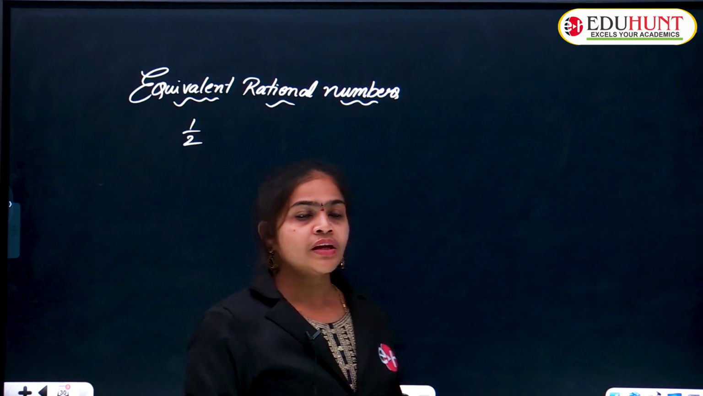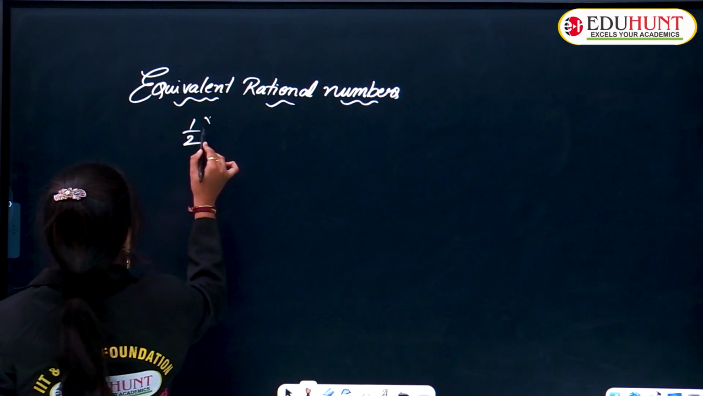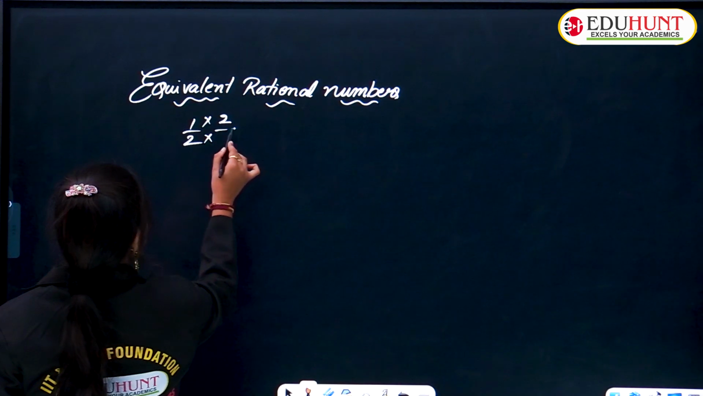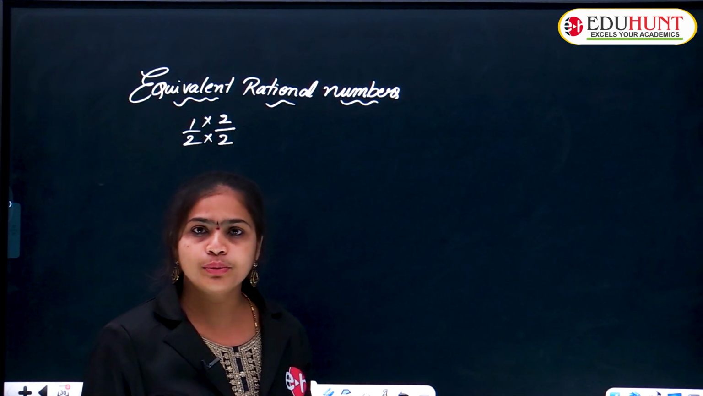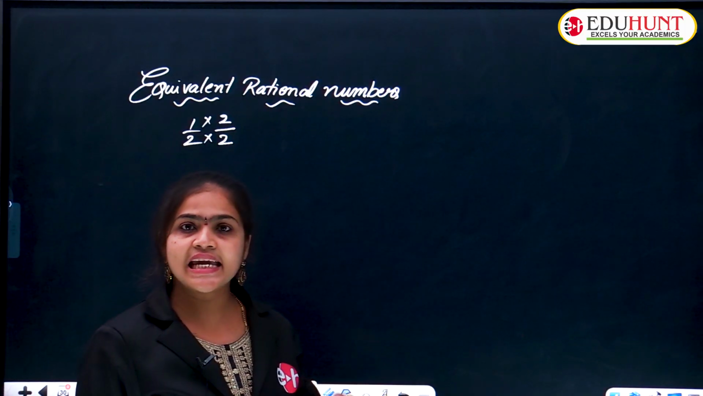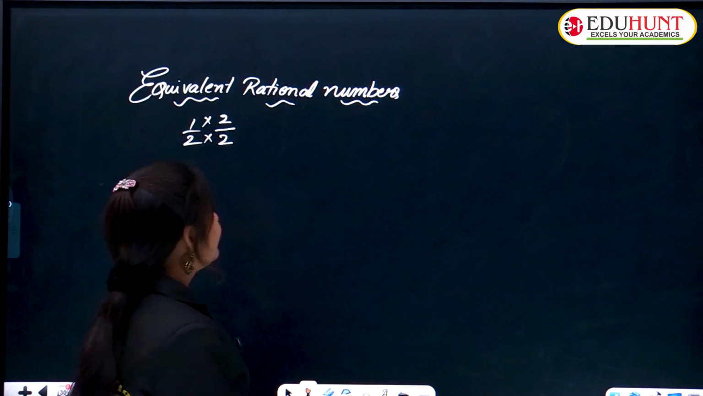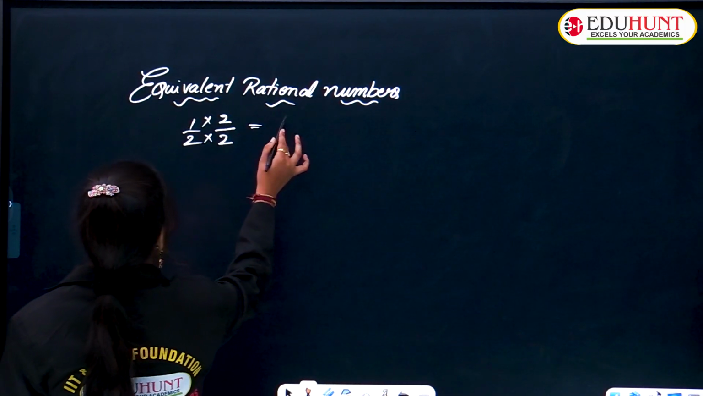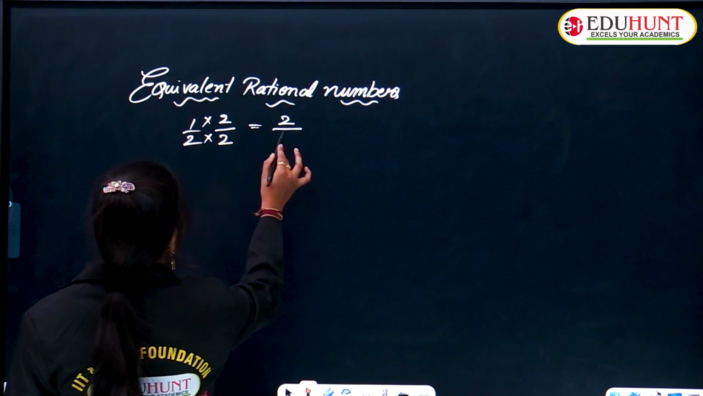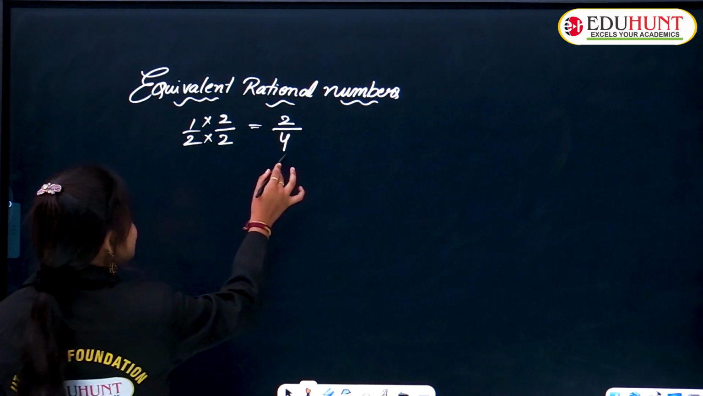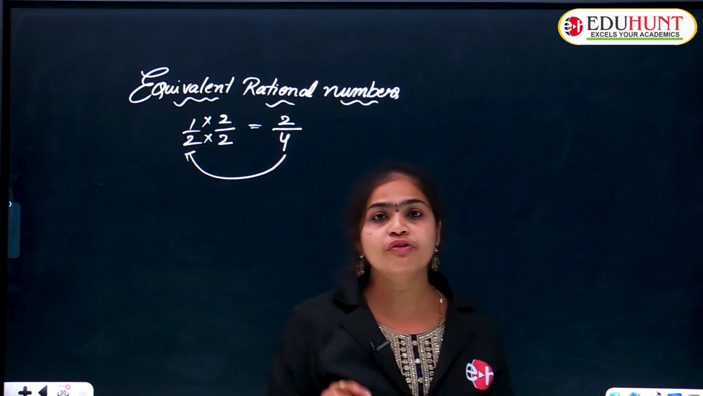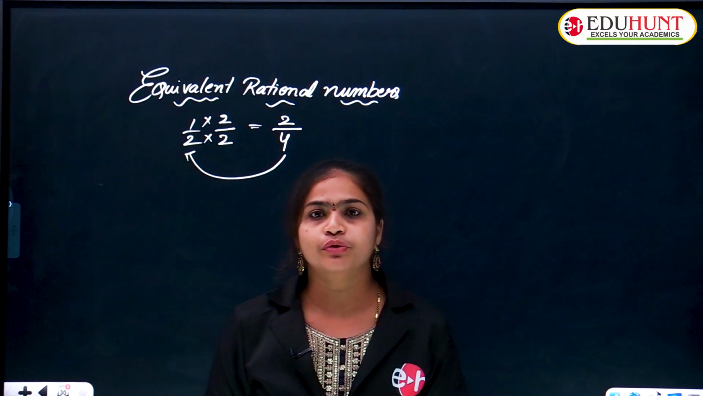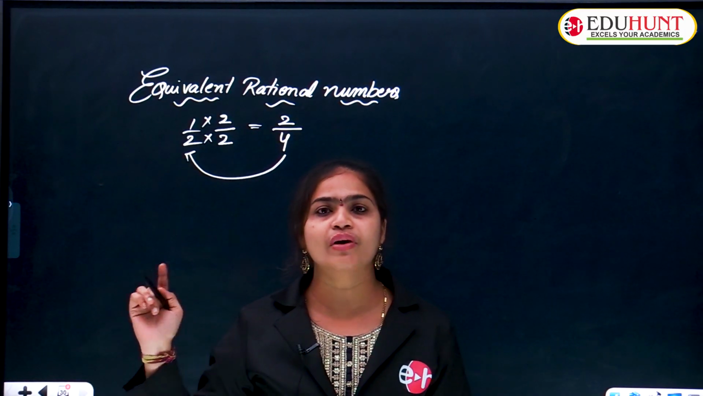1 by 2. If you multiply both numerator and denominator by the same non-zero integer, then you will get 1 into 2 is equals to 2, 2 into 2 is equals to 4. Then we can say that 2 by 4 is an equivalent rational number of 1 by 2.